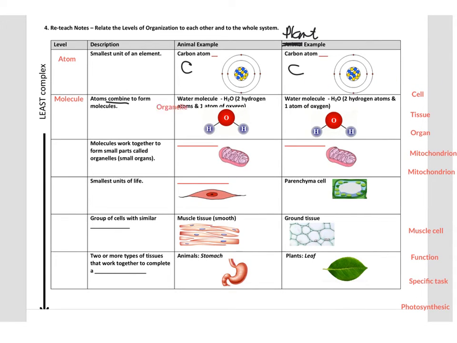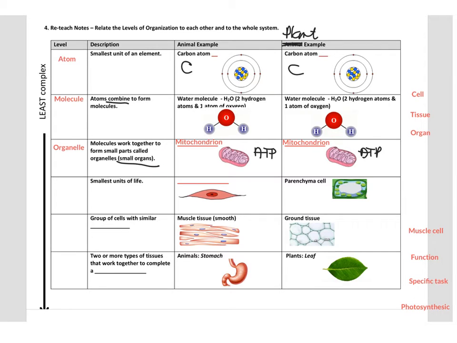The next level is an organelle. Organelles are made up of molecules that work together. Organelles are also called small organs. An example of an organelle would be a mitochondrion. Both plants and animals have mitochondria in their cells. Mitochondria is a powerhouse of the cell. It stores energy in the form of ATP. ATP is cellular energy, which means cells use this energy for cellular activities.